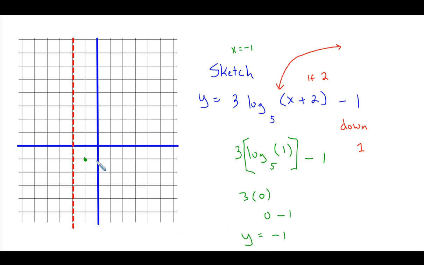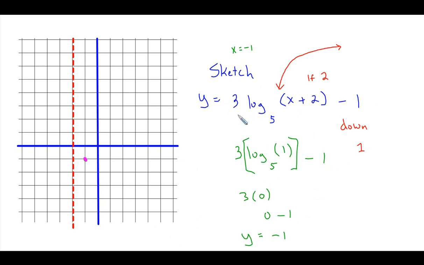Which is the same spot if we ignored all this work and just started at 1, 0 and moved 2 to the left and down 1. 2 to the left, 1, 2, and down 1, that's where our home point is going to be. So what this means is if you have a number in front of the log, it's not going to affect where your home point is. If it's a log function, you can just use these values and move the home point, and that's where your home point will be.